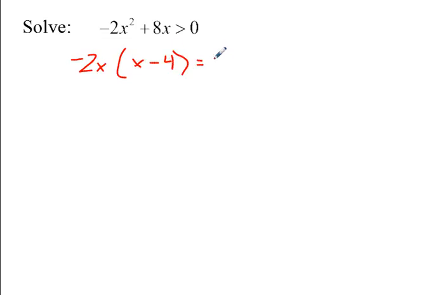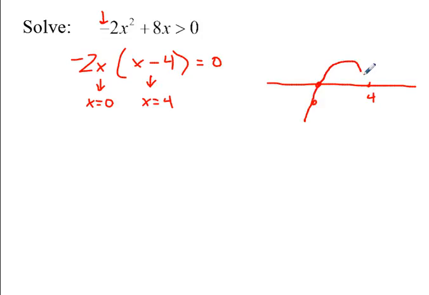Now remember, like before, we're going to solve when this equals 0. And it's going to equal 0 from right here, when x equals 0, and from this factor, when x equals 4. So we draw our parabola. Our x-intercepts are at 0 and 4, but this parabola starts with a negative, which means it's going to open down. So when we're looking to see when it is greater than 0, it is greater than when it's above the x-axis. So our final answer for this one is going to be from 0 to 4. Notice there's no equal sign, so no square bracket.